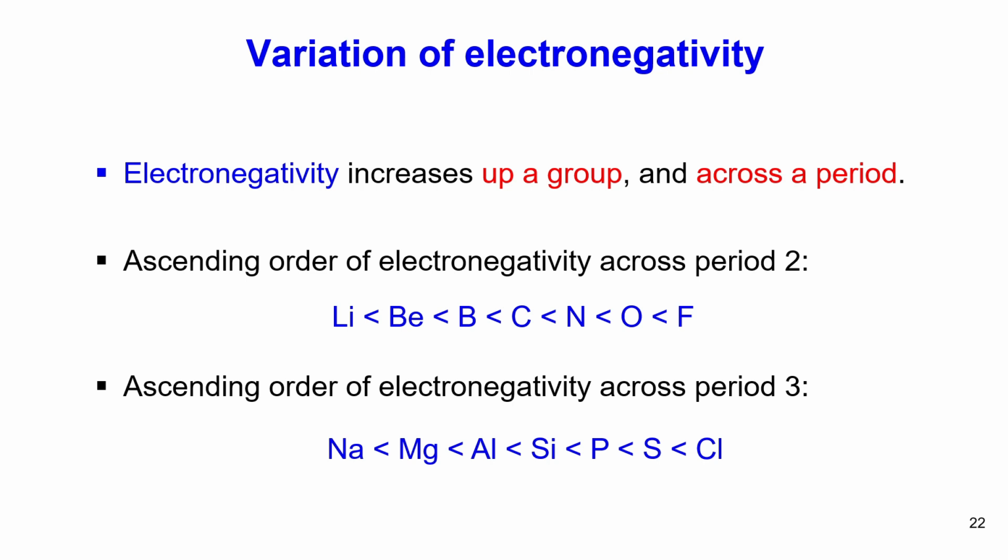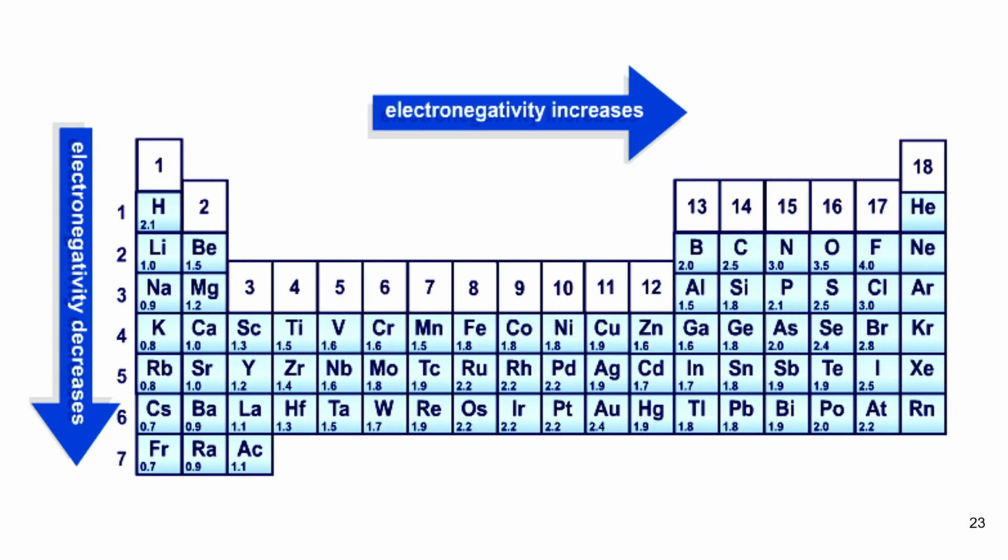Ascending order of electronegativity across period 3: sodium less than magnesium, less than aluminium, less than silicon, less than phosphorus, less than sulfur, less than chlorine. So ini semua yang atas ni elemen dekat dalam period 2. Yang bawah ni elemen dekat dalam period 3. Kalau kita tengok dari segi trend, electronegativity akan meningkat across a period, and going down the group dia akan decreases. Jadi the most electronegative element adalah fluorine.